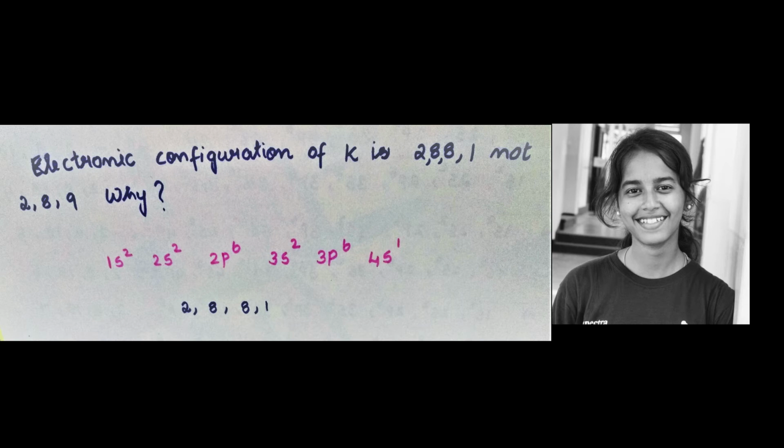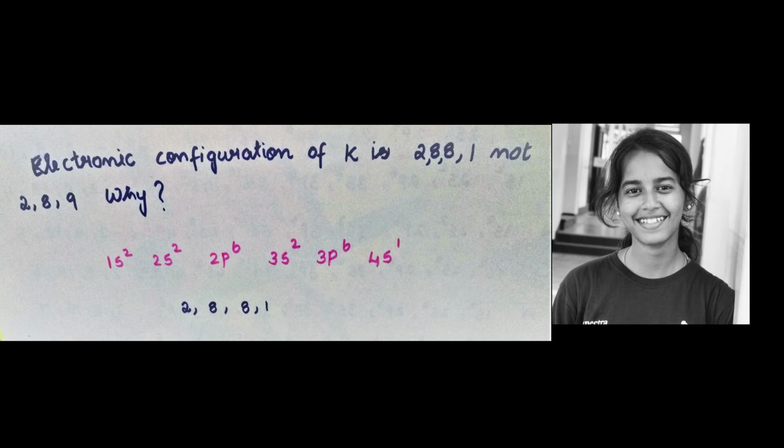So 6 plus 2 plus 2, that is 10. Then after 2p you have to fill 3s2, so 12 electrons. Then 3p6, how much? 18 electrons. Now after 3p you have to fill 4s1, so 18 plus 1, 19. So totally 19 get filled.